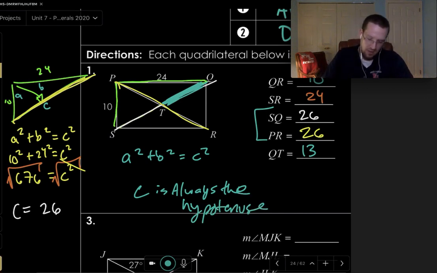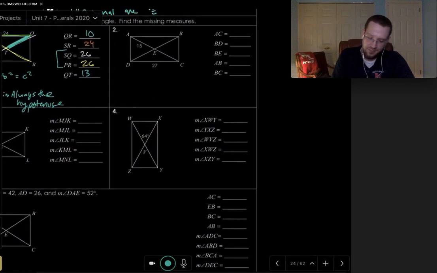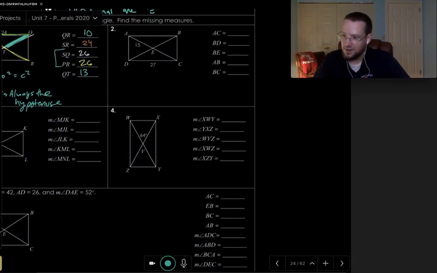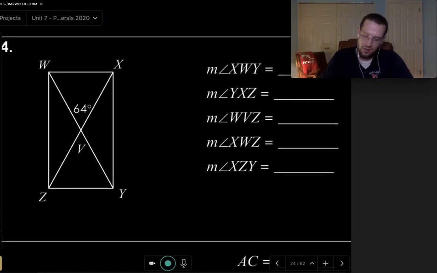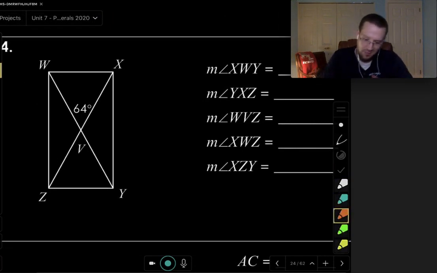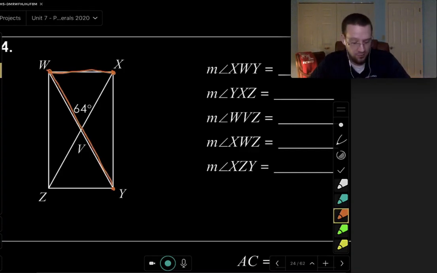Okay, so now that we have that out of the way, which one do we want to look at next? Let's look at some angles. Let's look at this one here. One thing that concerns me is that some of us don't know what angle WXY is, and that means that you haven't been paying attention since the first or second week of school, which for me is pretty concerning. So now is the time to really try to learn how to find these angles.